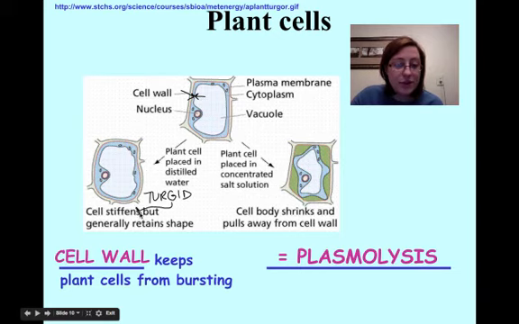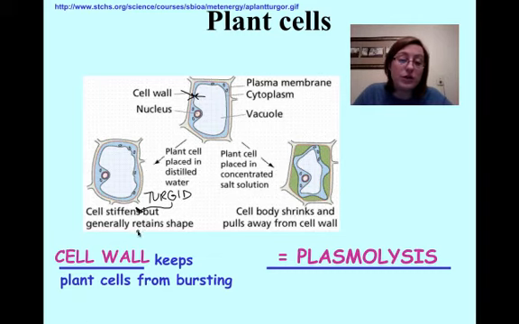It's going to stay very turgid. Oops, that's an arrow. But generally, it's not going to burst. It's going to maintain its shape. The cell wall is going to prevent it from bursting.